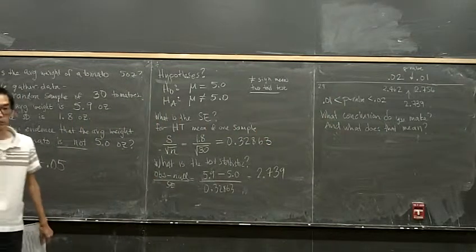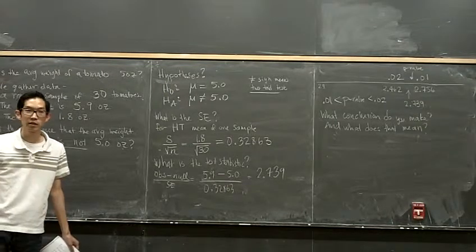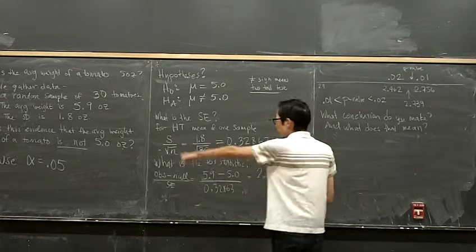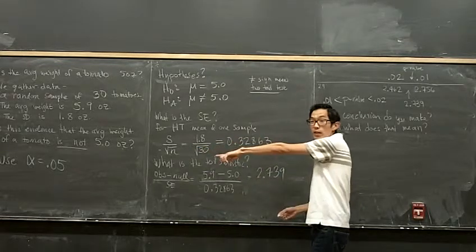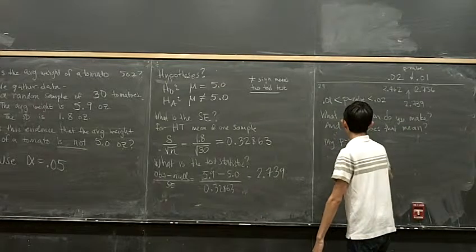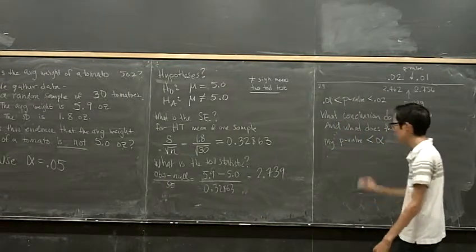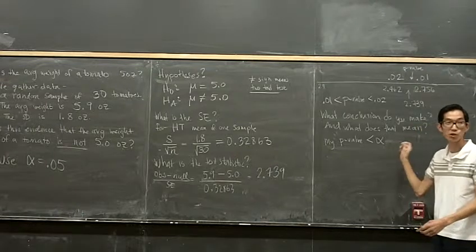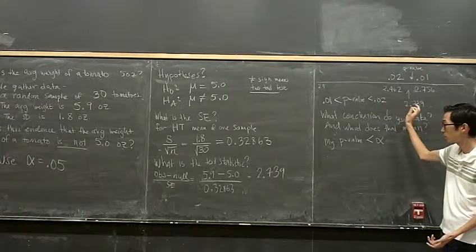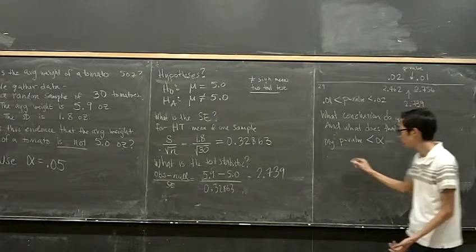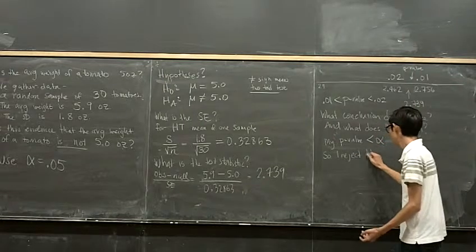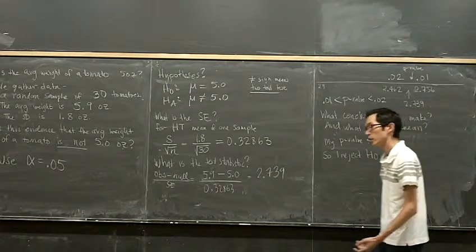So what conclusion do I make? I reject the null because my p-value is less than alpha, which is 0.05. Yes, my p-value is indeed less than alpha. Alpha is 0.05. My p-value, whatever it is, is in between 1 and 2%. So my p-value is less than alpha, so I reject the null hypothesis. And what does that mean?